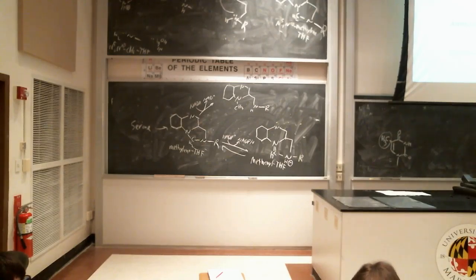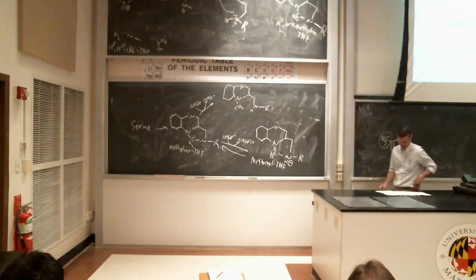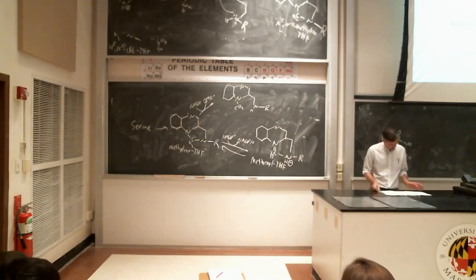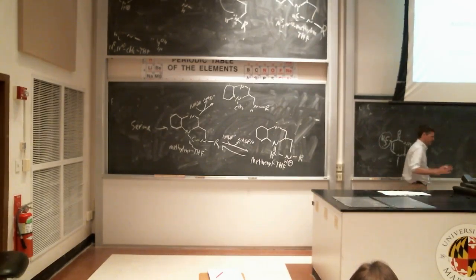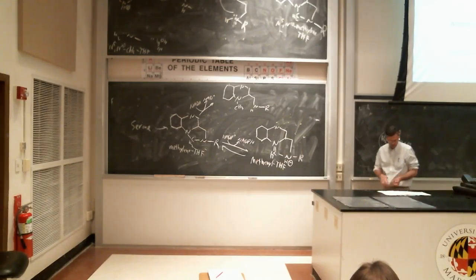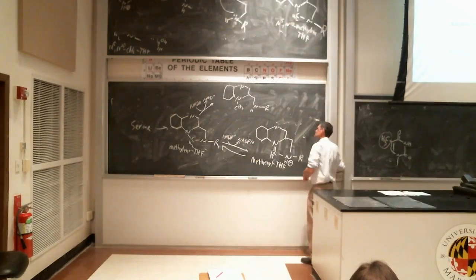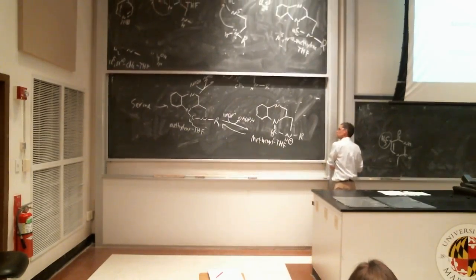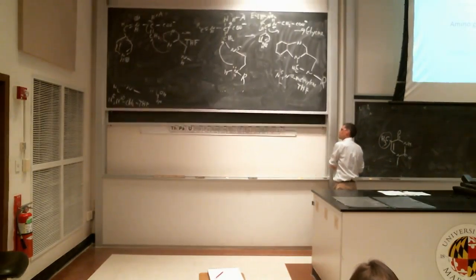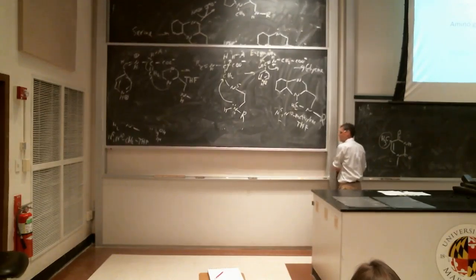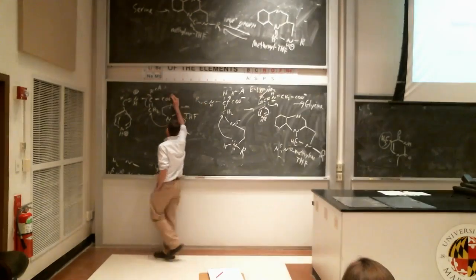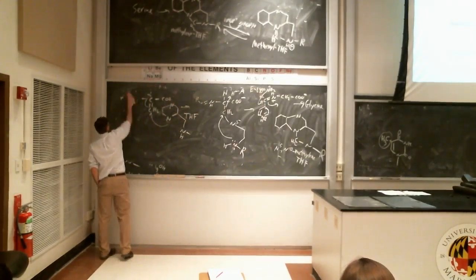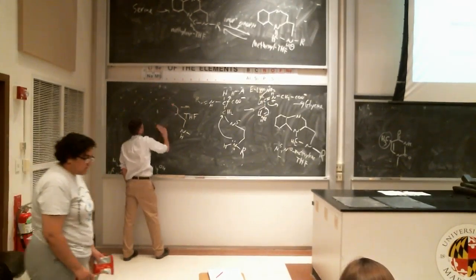So I want to spend the rest of this time today, and maybe some next Wednesday, doing another aspect of amino acid metabolism, which is a little bit different than we've been talking about, and that is the urea cycle. The urea cycle is a way to get rid of excess nitrogen by forming urea.